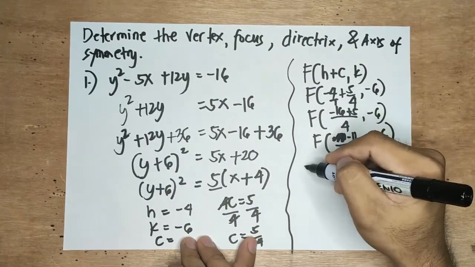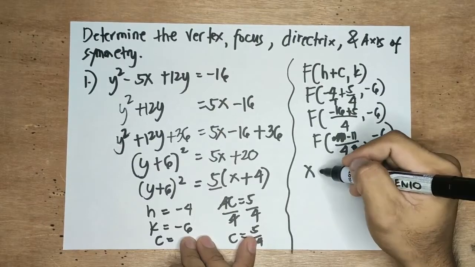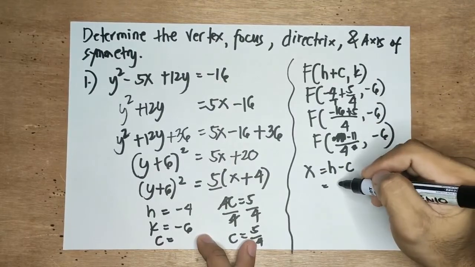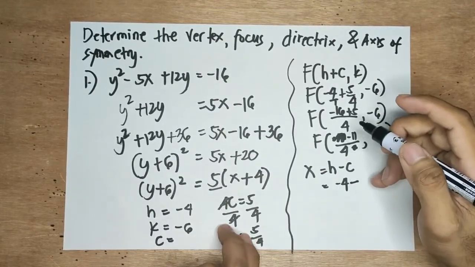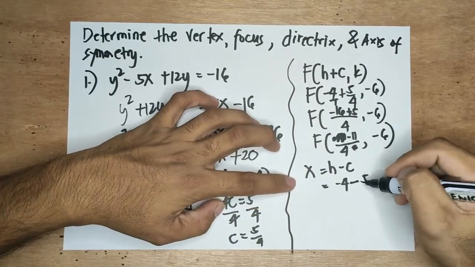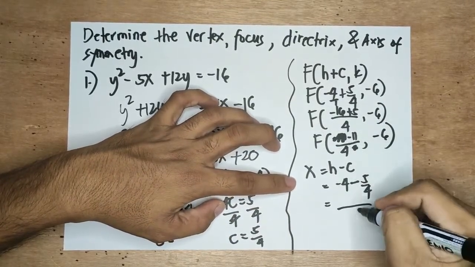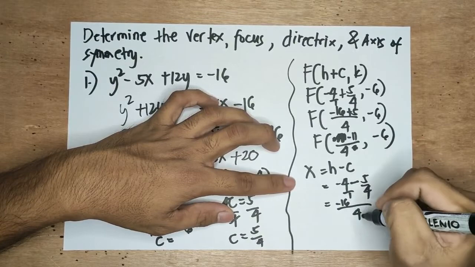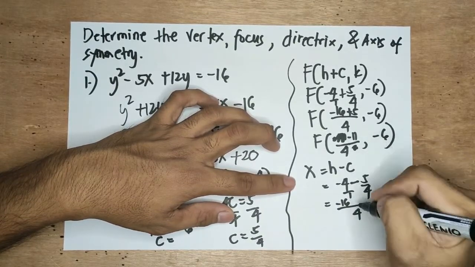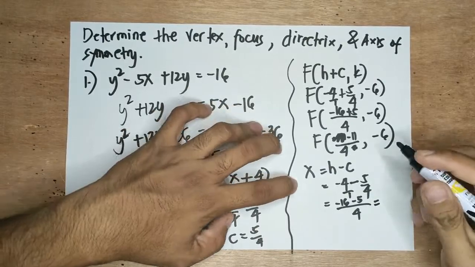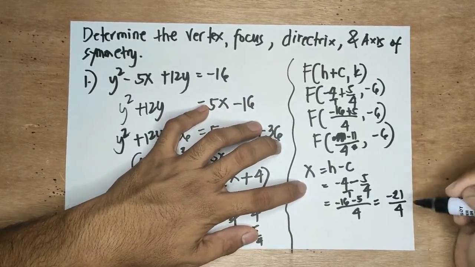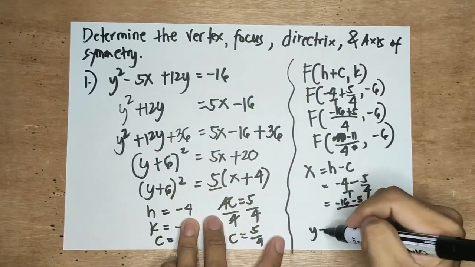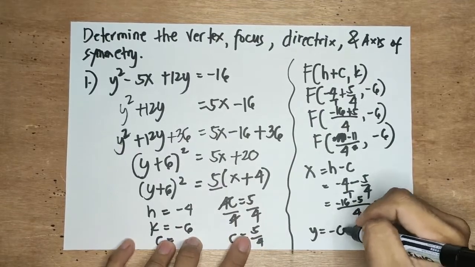How about the directrix? The directrix can be found by using this formula: x is equal to h minus c. So h minus c is negative 4 minus 5 over 4. LCD here is 4. 4 divided by 1 is 4, 4 times negative 4 is negative 16. 4 divided by 4 is 1, 1 times negative 5 is negative 5. Simplifying further, we get negative 21 over 4. And the axis of symmetry, we have y is equal to k. So k here is negative 6.